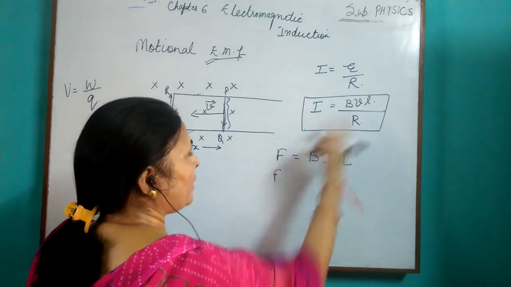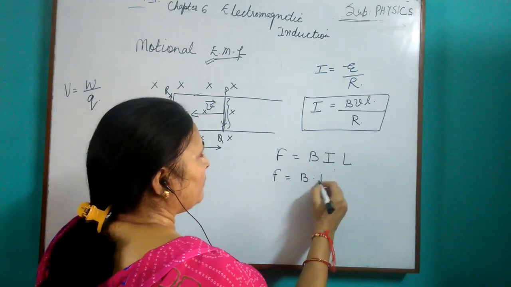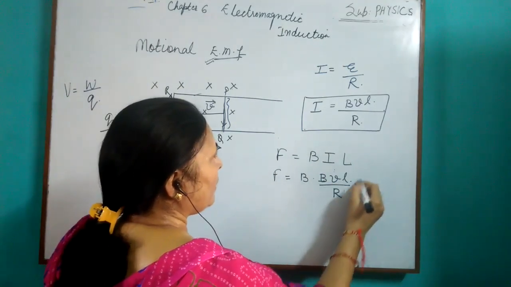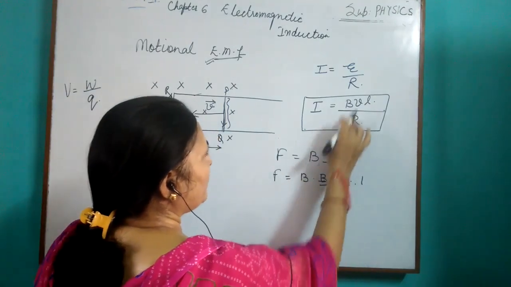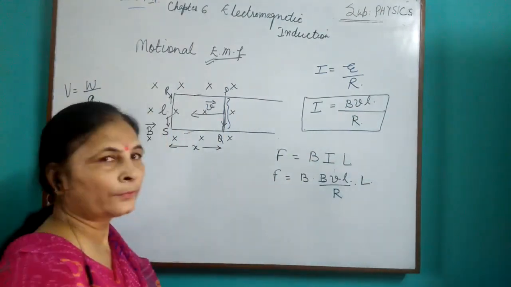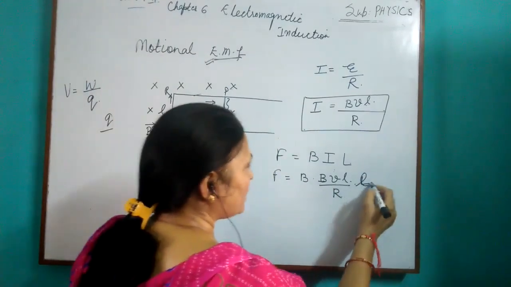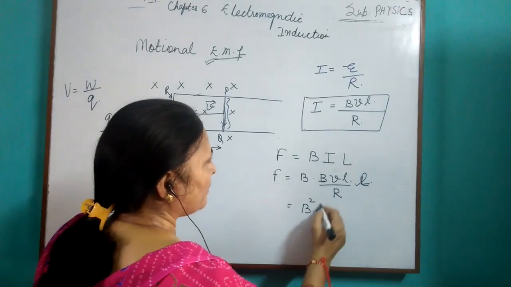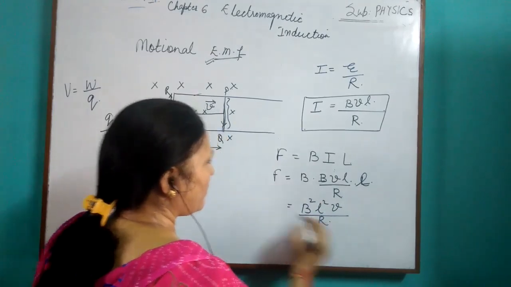If I substitute the value of I from here, it will be BVL upon R into, in place of I am putting BVL upon R. This L will be there. So since I have taken L length as small l, so here also I can take it as small l. So it will be B square L square V upon R.